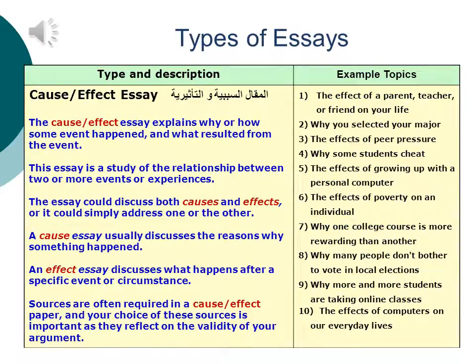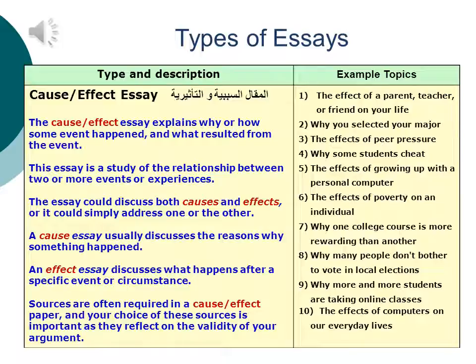The second type of essay is cause and effect essay. The cause-effect essay explains why or how some event happened and what resulted from the event. This essay is a study of the relationship between two or more events or experiences. The essay could discuss both causes and effects, or it could simply address one or the other.